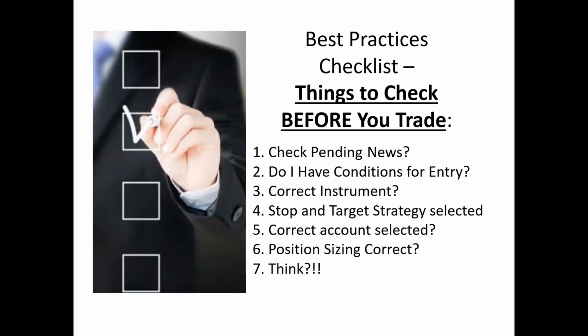Number 2 thing I look for is, do I have conditions for entry? Do I have a signal to get into a trade? Number 3, am I trading the correct instrument? If I'm intending to trade the E-mini, but I'm on the NASDAQ chart, then you need to make sure that you're trading the correct instrument. Number 4, stop and target strategy selected, which in NinjaTrader terms is the ATM strategy. Number 5, am I selecting the correct account? Maybe you're trading in a number of different accounts, so make sure you've selected the correct account. Number 6, is my position sizing correct?